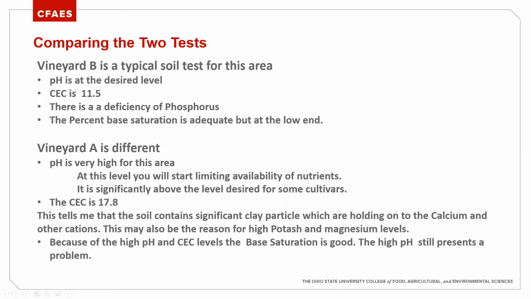magnesium and potassium. Vineyard A, the pH is very high for this area. At this level, it will start to limit the nutrients that you have available. It is significantly above the desired level for some cultivars that may only want a pH of 6.0. The CEC is 17.8. What does that tell us? We don't want to put any more lime on here. The more lime we put on, the more the pH will go up. It'll only cause an increase, and it's going to take quite a while for it to come down.